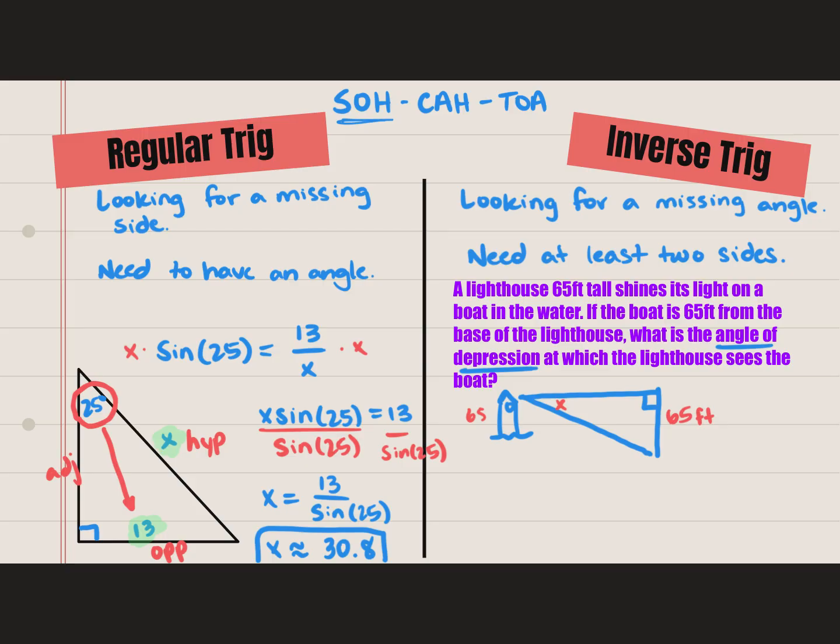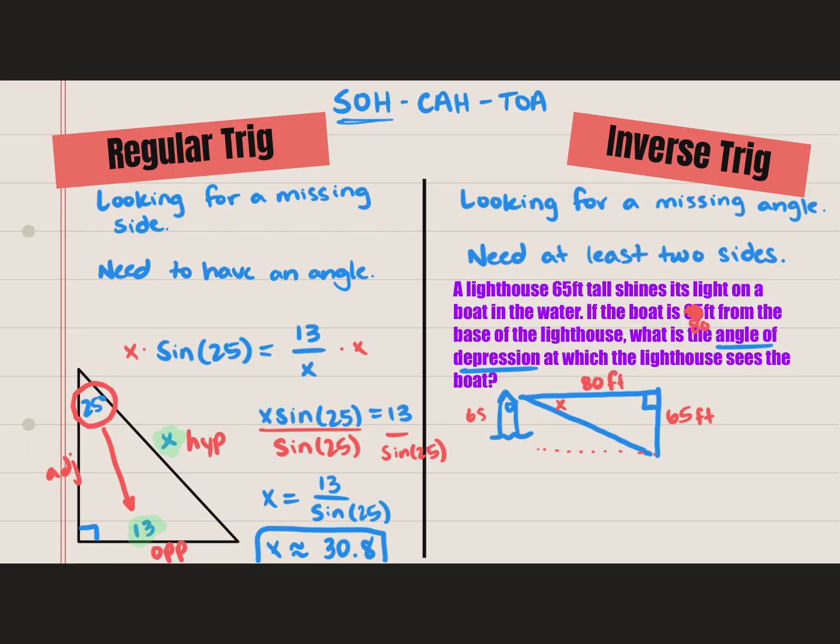And then it says if the boat is 65 feet from the base of the lighthouse, we're going to change that actually. That's a typo. We're going to go if it is 80 feet from the base of the lighthouse. So if this is the base of my lighthouse, directly across is 80, that matches up top, 80 feet.